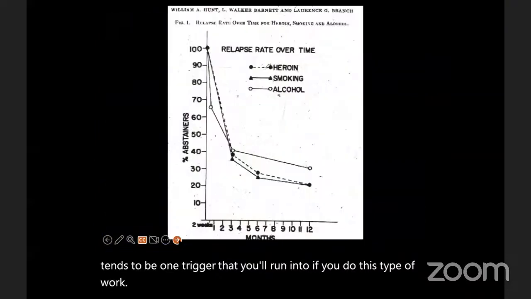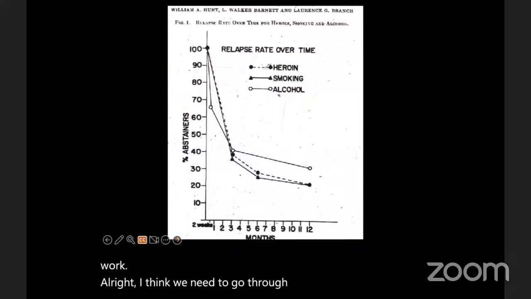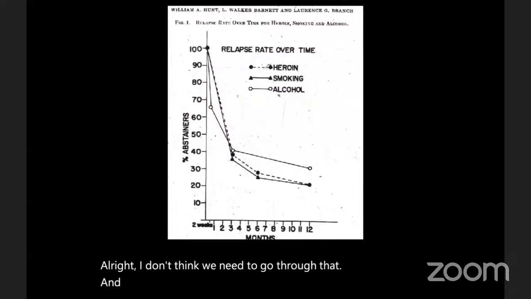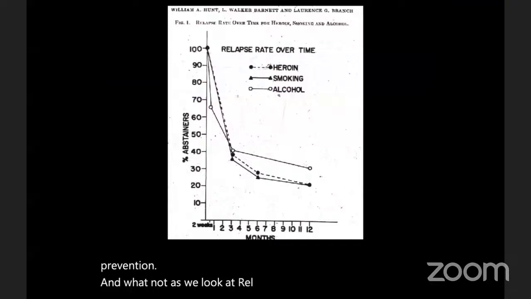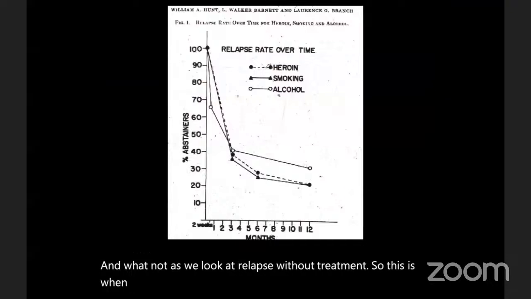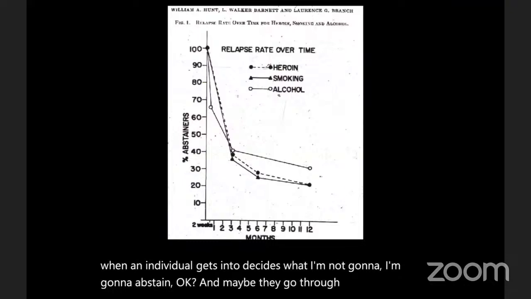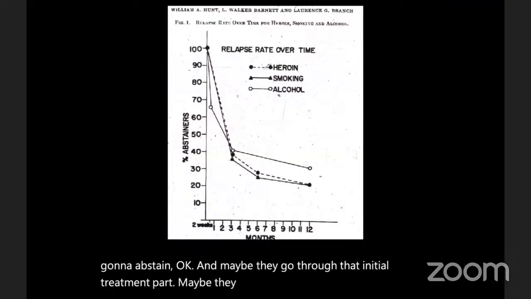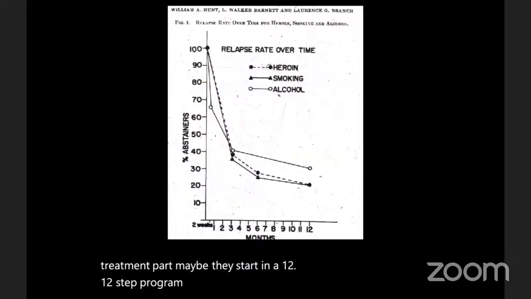All right, I think we need to go through that. And we have to also look at the success of things like relapse prevention and whatnot, as we look at relapse without treatment. So this is when an individual decides, I'm going to abstain. Okay. And maybe they go through that initial treatment part. Maybe they start in a 12-step program. Maybe they do the medical detox.